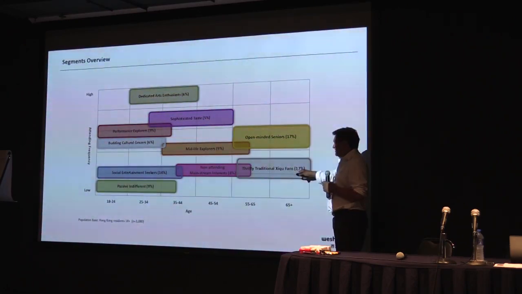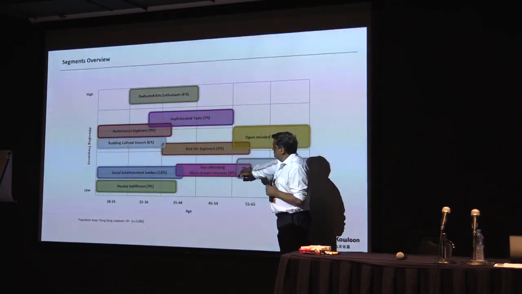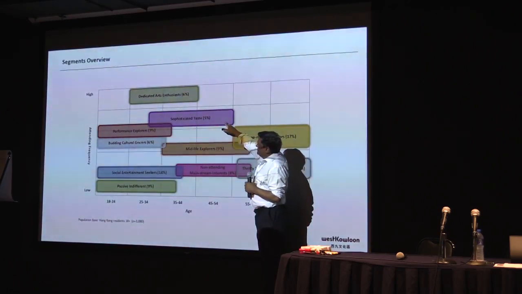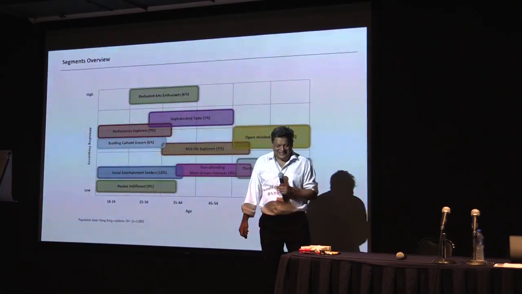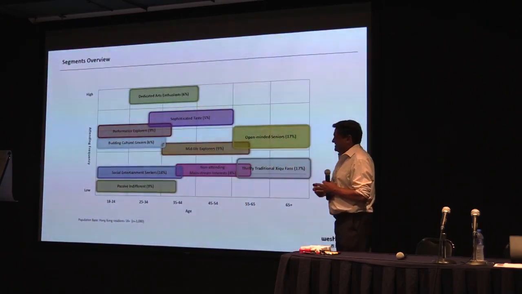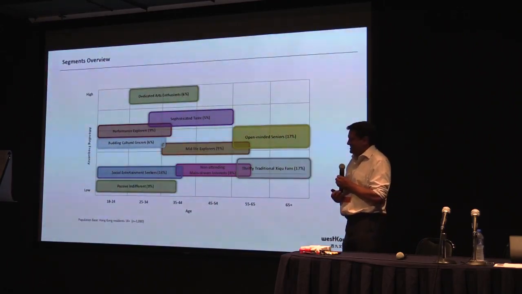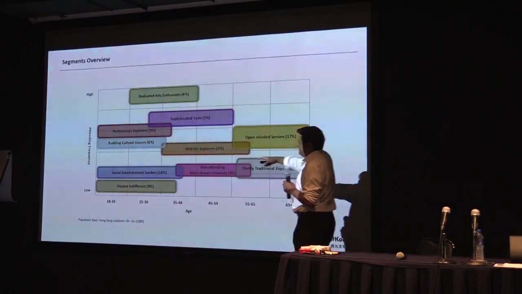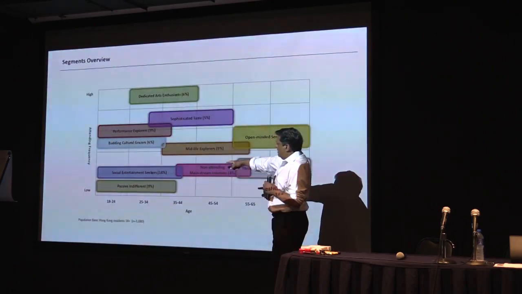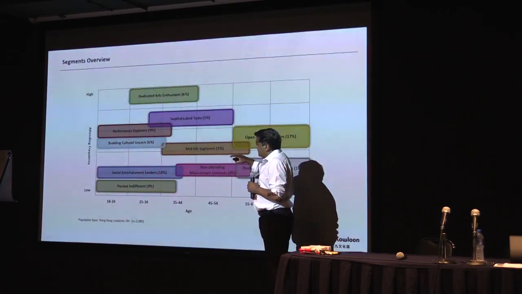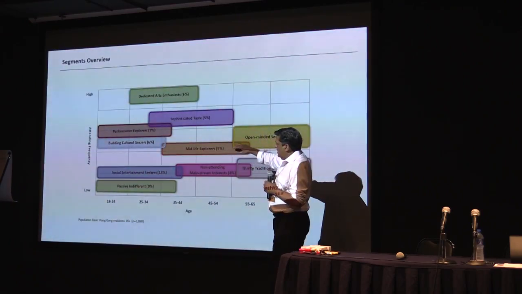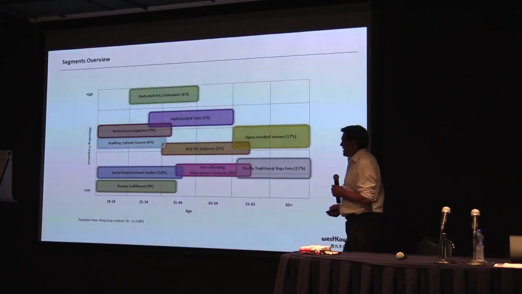Obviously you have certain ones, like thrifty traditional C2 fans, which I think you can probably guess. Open-minded seniors, I think people would know. Non-attending mainstream interests, midlife explorers, dedicated arts enthusiasts. This grouping, sophisticated taste, is quite an interesting one, and it's quite fun to look at that group. And then we have the younger groups, who really vary in terms of their level of interest. The interesting thing was what their attitude was, and there were some subtle differences that came out.